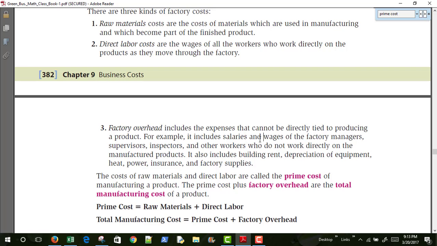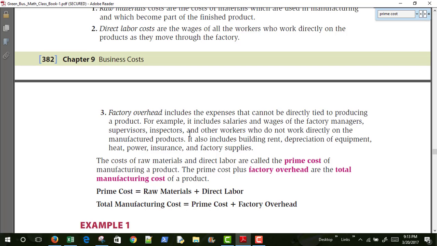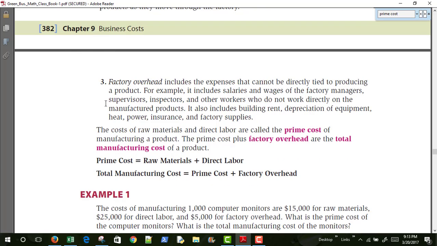So, a couple simple formulas here on page 383. Prime costs are the things that go into the product plus the wages for the people who work directly on it. That's prime. Here it is. Whereas total manufacturing cost is prime, which is raw materials and direct labor, plus factory overhead. So all those things, like up here, these are examples. Salaries and wages of factory managers. So basically, total manufacturing cost is the total cost of the factory.